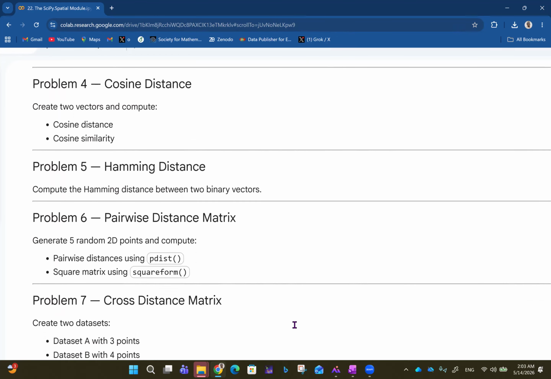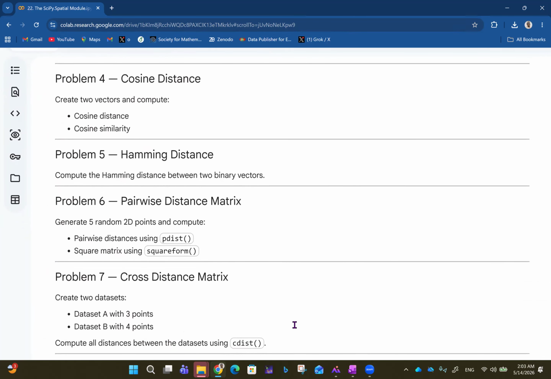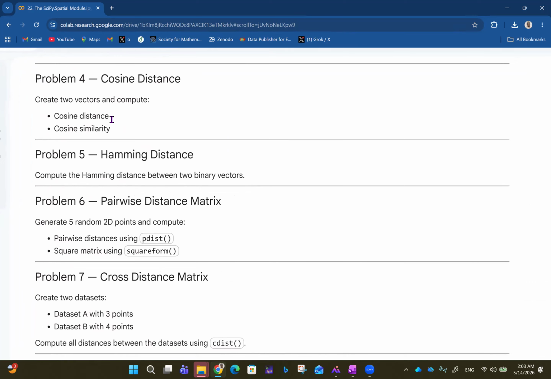Then 4 upwards. So let's say 4 to 7 now. So you have cosine distance, create two vectors and compute cosine distance, cosine similarity. Then Hamming distance, compute the Hamming distance between two binary vectors. Just pick the vectors and compute. Pairwise distance matrix, generate 5 random 2D points and compute pairwise distance using pdist. And of course, square distance matrix using squareform.